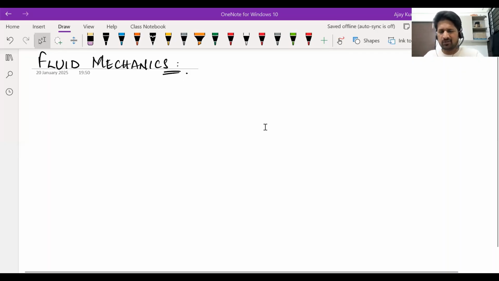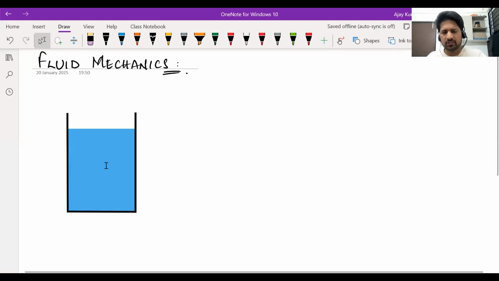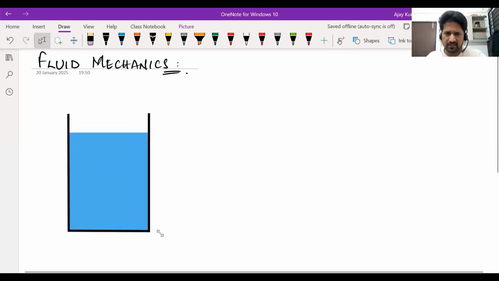One of you tell me, what is the basic difference between solids and fluids? Well, solids have a definite shape, but fluids do not have a definite shape. Good. Solids have a definite shape, fluids do not. Solids have a definite shape as long as there is no stress applied on them. Once you apply a stress, the shape can change. Correct.